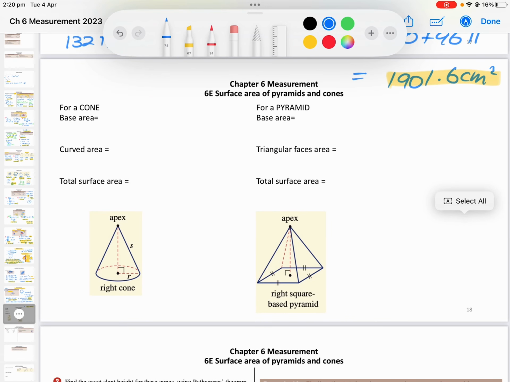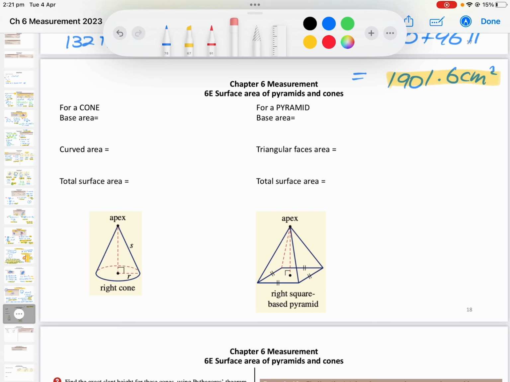All right, so let's do 6E, the surface area of pyramids and cones. Let's look at a cone. It's like a cylinder, but it's been trimmed off, nice and pointy. And similar to finding the surface area of a cylinder, it's like if we had to paint this cone, what area would we have to cover?